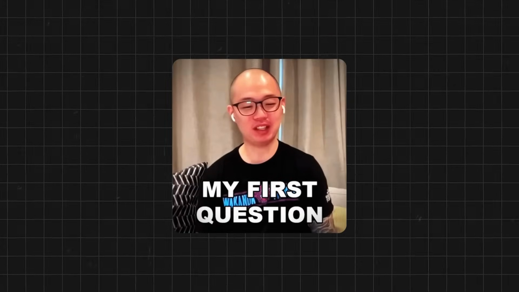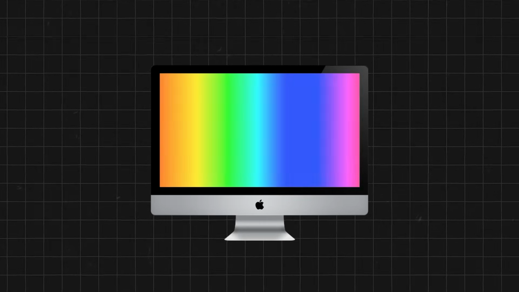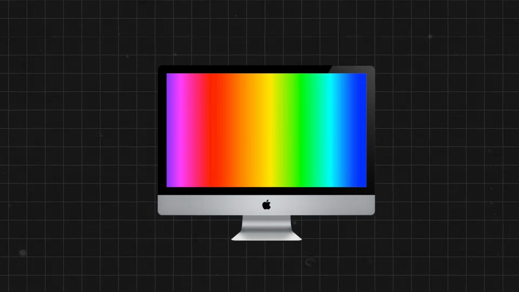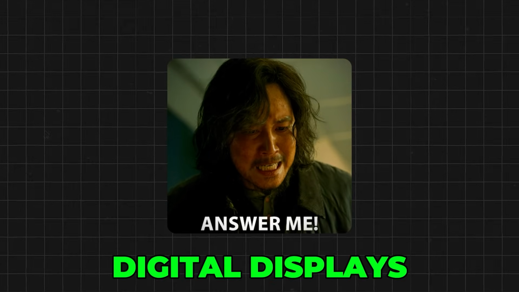So the fundamental question remains, why? Why can't we just build monitors that show all the colors we can see, covering that entire horseshoe shape? The answer lies in the way digital displays work.